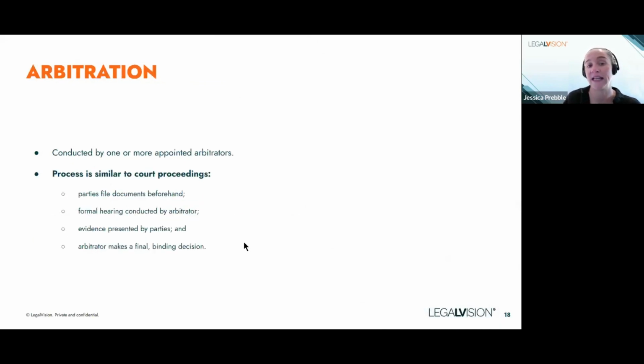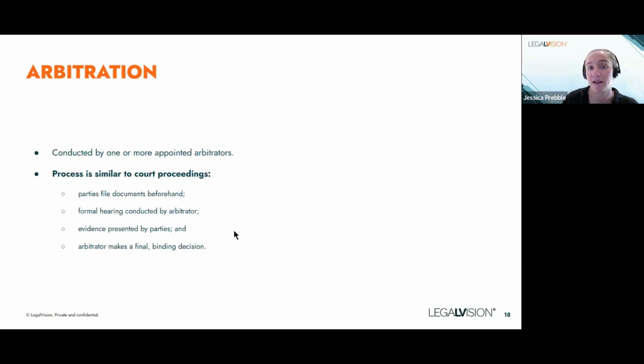Now, the other form of ADR is arbitration. Arbitration refers to a dispute resolution process in which conflicting parties agree for a third party, or an arbitrator, to come to a final resolution of the dispute. It is a contractual method of dispute resolution whereby the arbitrator has the authority to make a binding and enforceable decision due to an agreement that's been made between the parties.